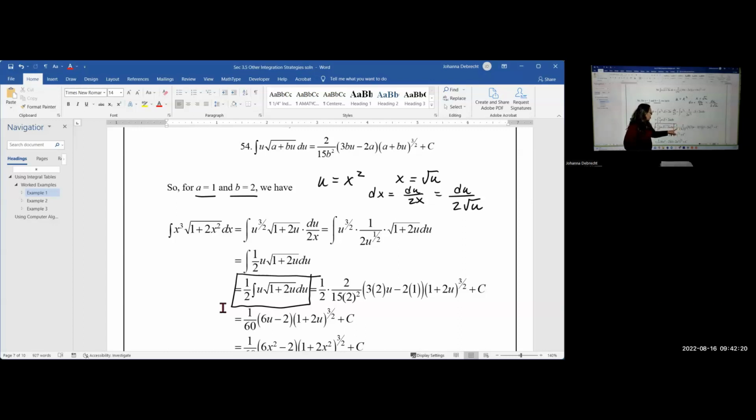Now, this 2 can cancel that 2. 2 squared is 4 times 15 gives me 1/60. And then 3 times 2u is 6u minus 2 times 1 plus 2u to the 3/2 plus c.